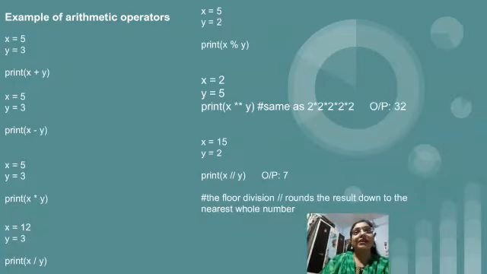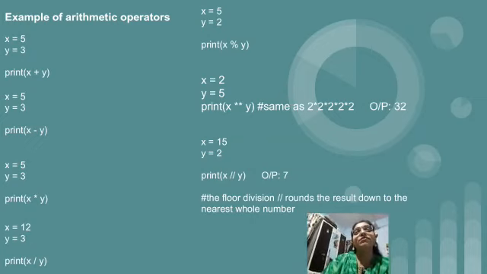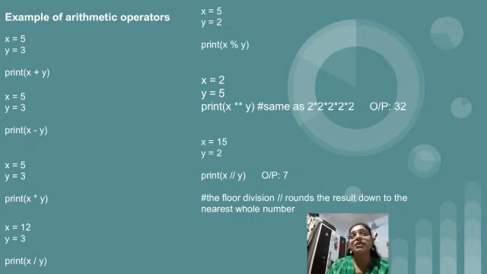So, examples of arithmetic operators. First, addition: x equal to 5, y equal to 3, and then we have printed x plus y. What will be the output of this program? 5 plus 3, 8. After that, x equal to 5, y equal to 3, and print x minus y. Now we are performing subtraction, so 5 minus 3, 2 will be the output. Again the same values, but we have performed multiplication. So 5 into 3, 15 will be the answer.